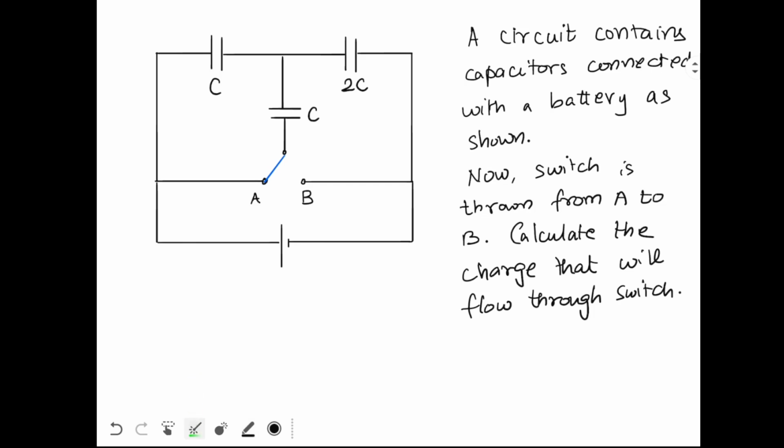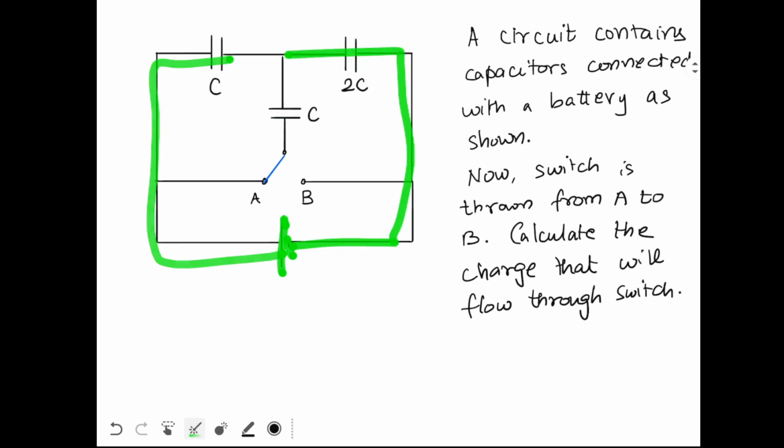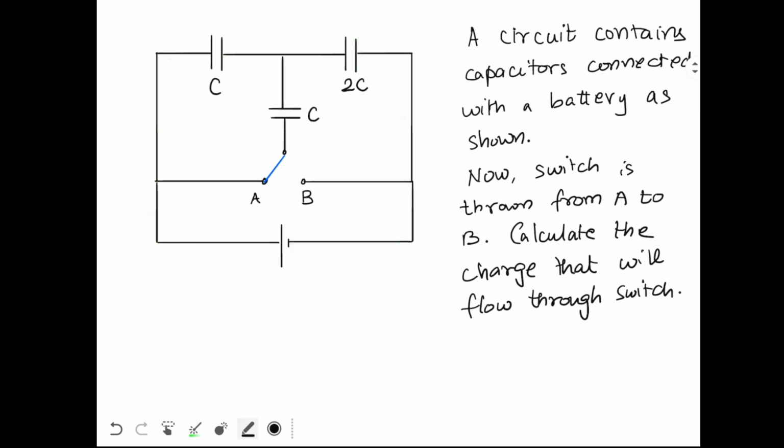Okay, see this question. Here we have three capacitors: C, 2C, and again C. The circuit is connected to a battery as shown, and the battery has EMF V naught. Here we have a switch that is right now connected to terminal A, and we have another terminal B.